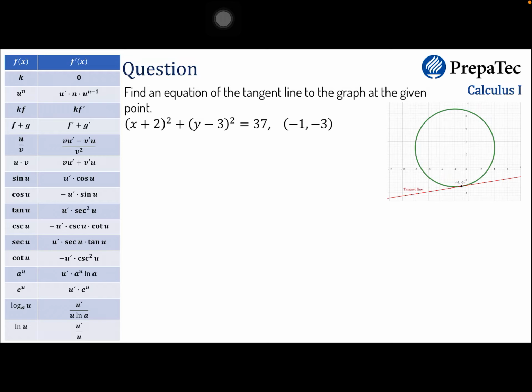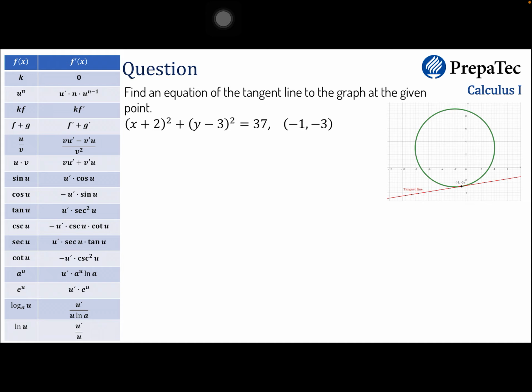For this question, you need to find an equation of the tangent line to the graph at the given point. Here we see the equation, and the graph is telling us that this is a circle. At this point, that is -1, -3, that we see here, we have a tangent line. So we need to find the equation of this tangent line.